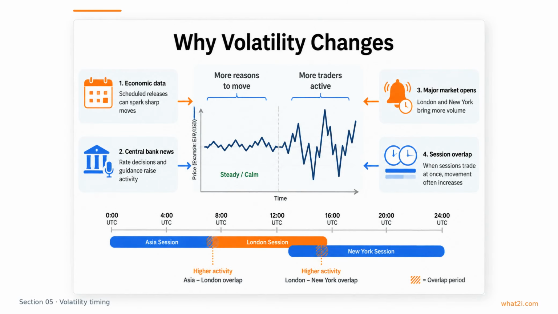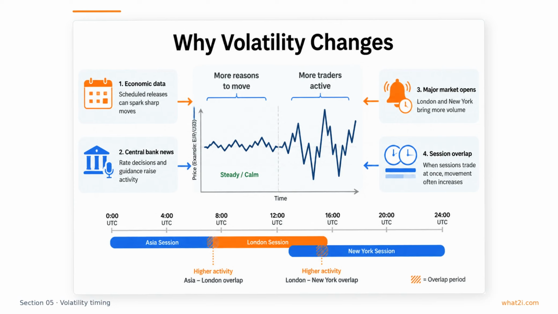Volatility changes when the market has a stronger reason to move or when more traders are active at once. Economic data can trigger sharper pricing because it changes expectations about growth, inflation, or policy. Central bank announcements do the same on a larger scale because interest rates matter so much in Forex. Major market opens, especially London and New York, also tend to raise activity because volume increases. Session overlaps often push volatility even higher for the same reason.